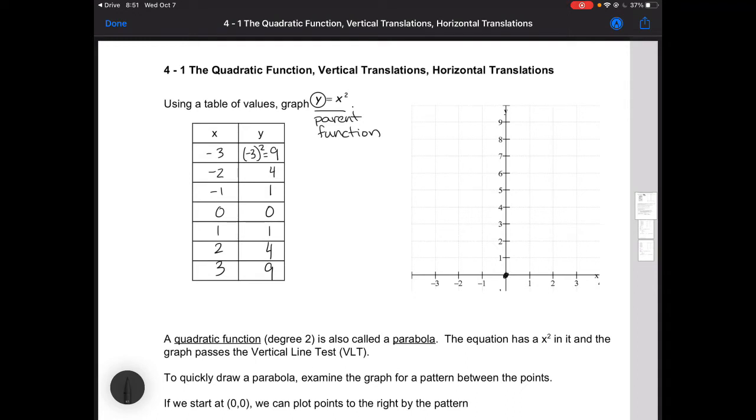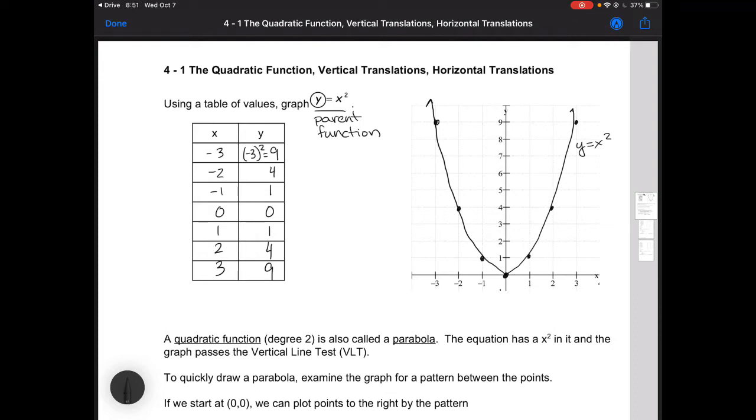So I've got 0, 0, minus 1, 1, minus 2, 4, minus 3, 9, 1, 1, 2, 4, and 3, 9 here. And then I'm going to connect these so they look like a parabola or a bowl shape. And then I'm going to label my graph. This is the parent function. This is what the base parabola looks like.